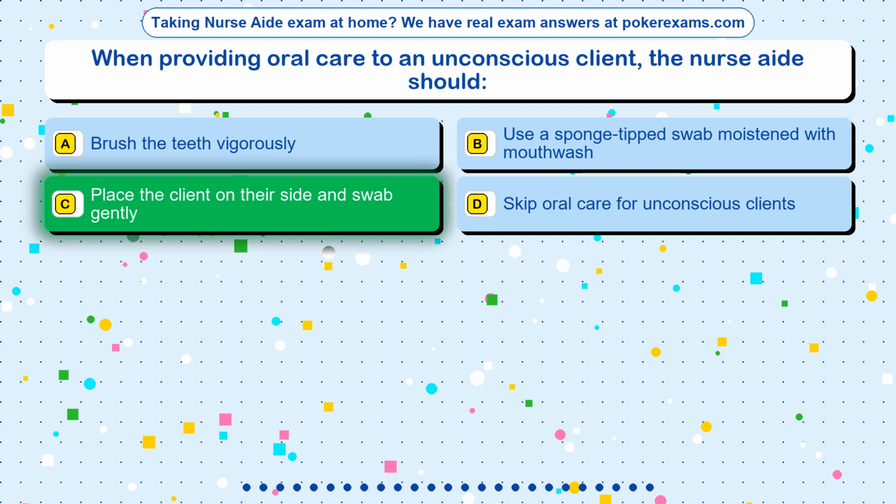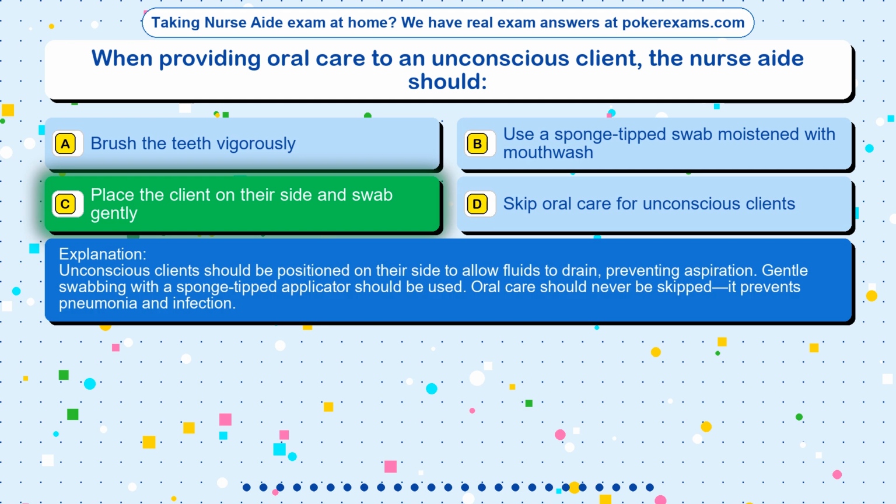The correct answer is option C, place the client on their side and swab gently. Unconscious clients should be positioned on their side to allow fluids to drain, preventing aspiration. Gentle swabbing with a sponge-tipped applicator should be used. Oral care should never be skipped, it prevents pneumonia and infection.